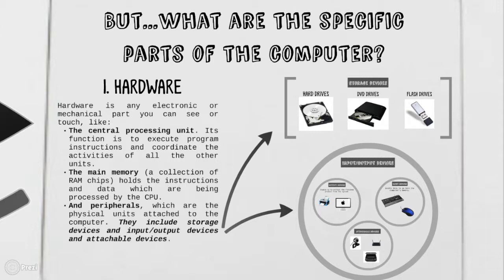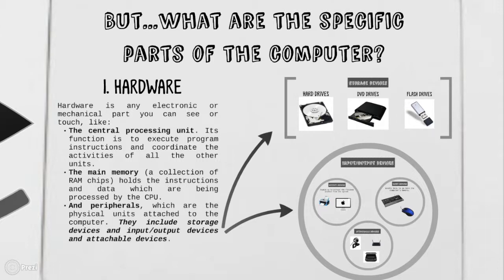And there are three main parts in hardware, of which the first one is the central processing unit. In laptops you can't see it, but in desktop computers you can, because it's outside of the computer, in the tower, and its function is to execute program instructions and coordinate all activities the computer needs to do.